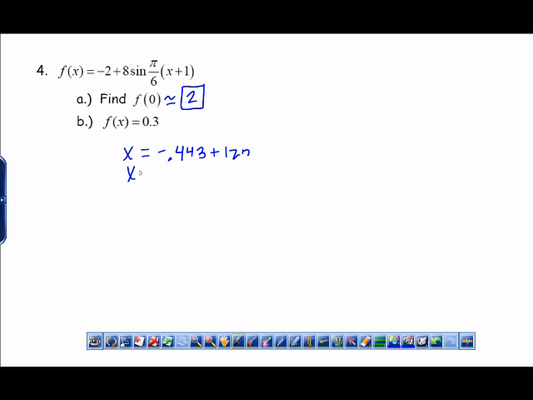The other general solution would be 4.443 plus 12n. And then further on that, the first three values would be 4.443, 11.557, and 16.443.